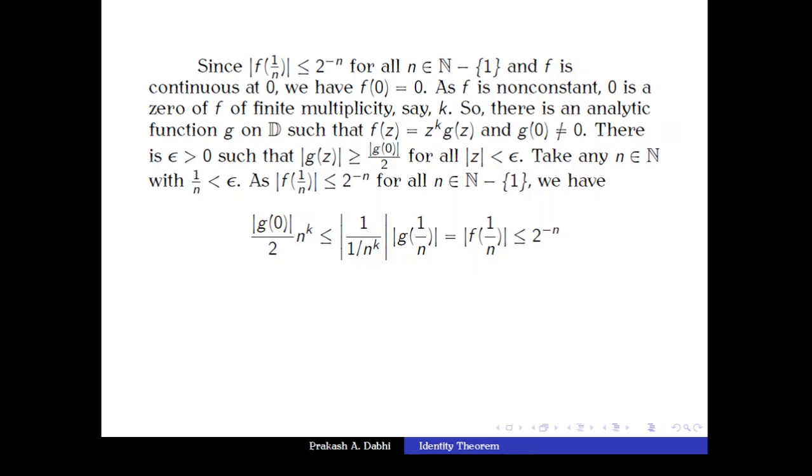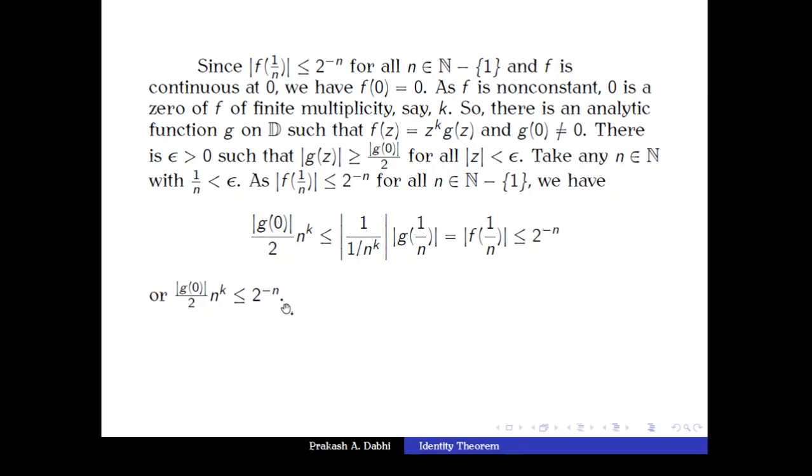See, what will be f of 1 by n? F of 1 by n will be n power k into g of 1 by n. That is what is written here. So this is what we have. Now let us forget these two terms, namely 1 upon n power k into mod of g of 1 by n. What do we get? Mod of g0 by 2 into n power k is less than or equal to 2 power minus n.